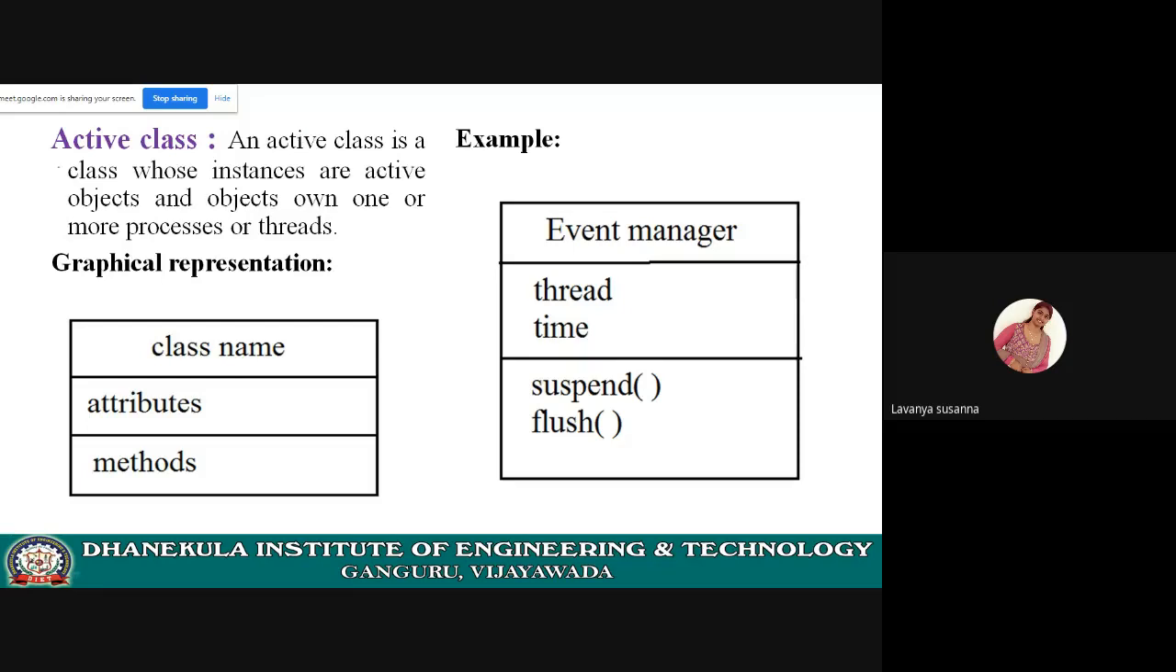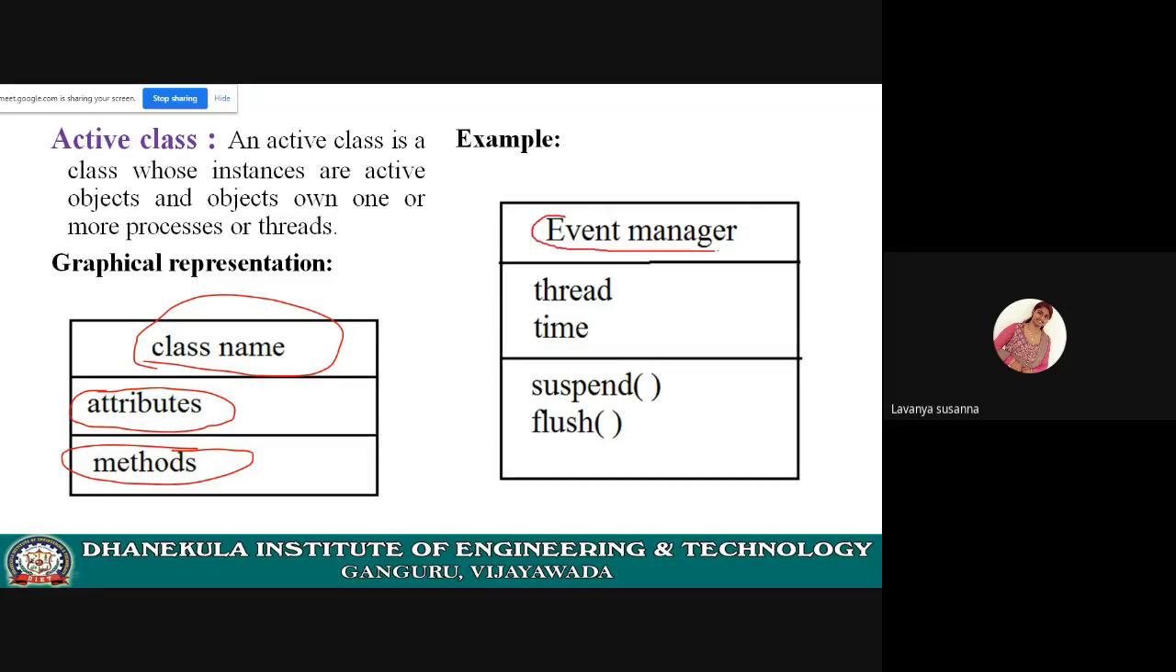same time. Here an active class is represented using a rectangle symbol, with the class name, then a line, then the attributes, then another line, and then the methods. This is the active class representation. Let us see an example.